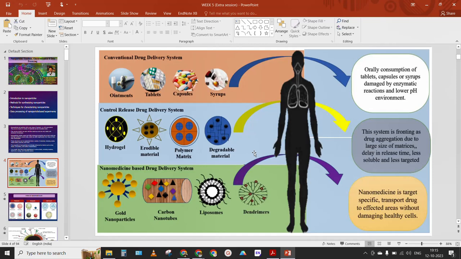we have developed nanomedicines. And nanomedicine is target specific. Like the controlled drug delivery system, it was prolonged and sustained release, but there was no targeting. For targeting any tumor, any specific site, we have researched nanomedicine. So it is target specific, transporting drug to affected areas without damaging any healthy cells. Examples of nanomedicine drug delivery systems are gold nanoparticles, carbon nanotubes, liposomes and dendrimers.